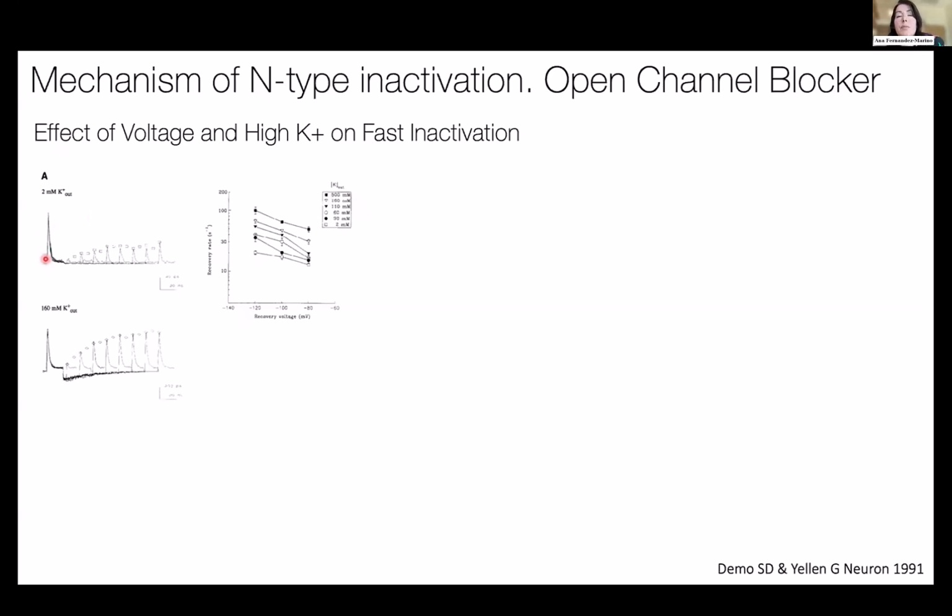So in order to do these experiments, they did these 3-pulse protocols where they did a first pulse to a voltage to allow the channel to open and inactivate, then a second pulse of different lengths, where you can also change the potential. So you can use different recovery voltages to allow the channels to recover from the N-type inactivated state. And then a third pulse to the same voltage as the first one to see how many channels recover during that pulse. And you can change the potassium concentration. So you can see here how increasing extracellular potassium speeds the recovery from N-type inactivation.